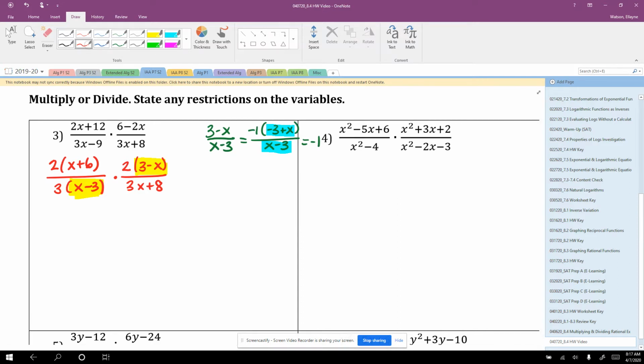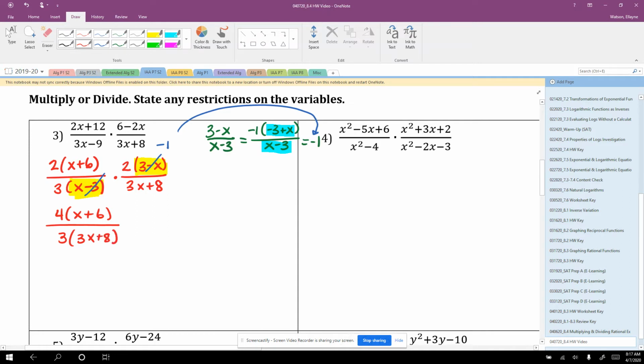Okay, so if we do that, let's see what we're left with. Everything else, so we can think of it as cancel this out and this out because it becomes negative 1 from my work right there. So then I'm left with, so I'm going to multiply everything left on top. I have a 2 and a 2, so I have 4 times x plus 6. On the bottom, I have 3 times 3x plus 8.